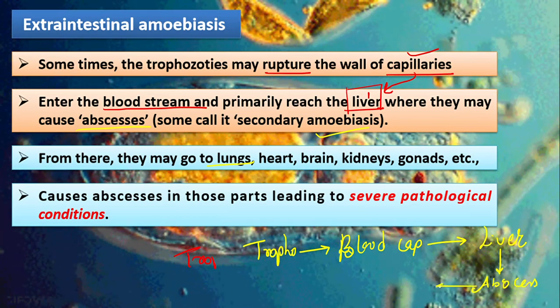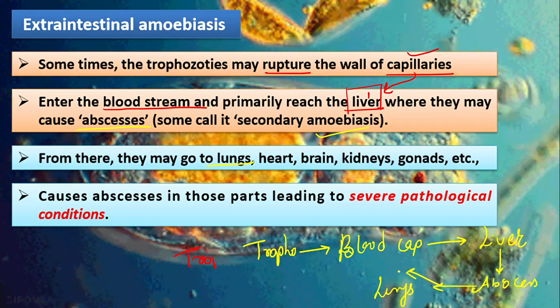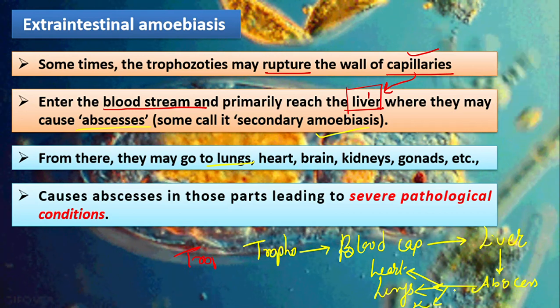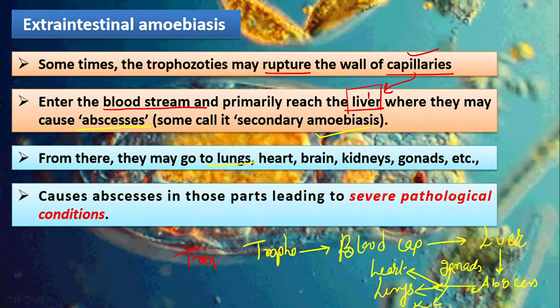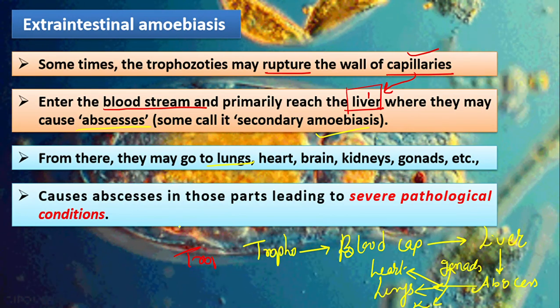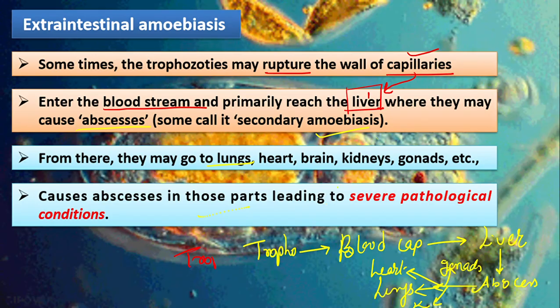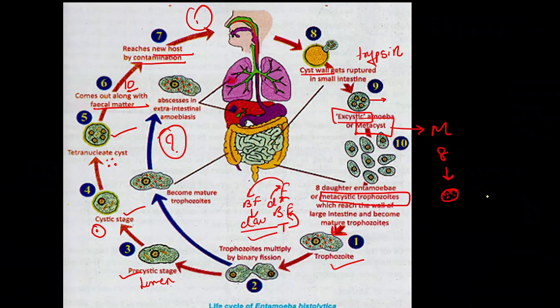आप इस तरीके से flow chart बना सकते हैं. Abscesses के बाद वहाँ कहाँ जाएगा, lungs में जाएगा, lungs से heart में जाएगा, फिर आपका kidney में जाएगा. Then it goes to gonads. What are gonads? Gonads are your reproductive organ. And it causes abscession. That means collection of pus. हर जगह आपकी pus collection होने लग जाएगी, which is the severe pathological condition. That's what we have seen over here.